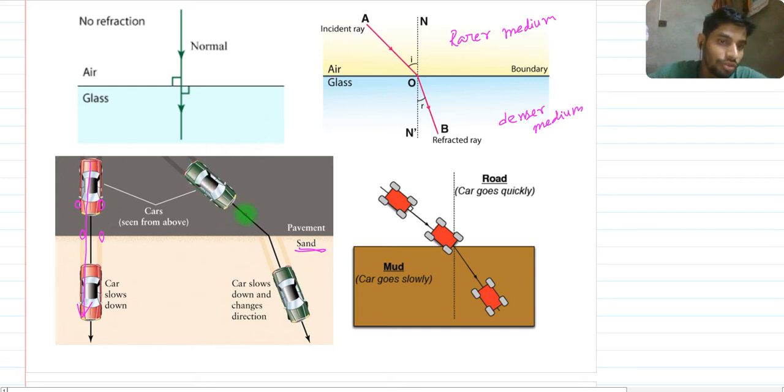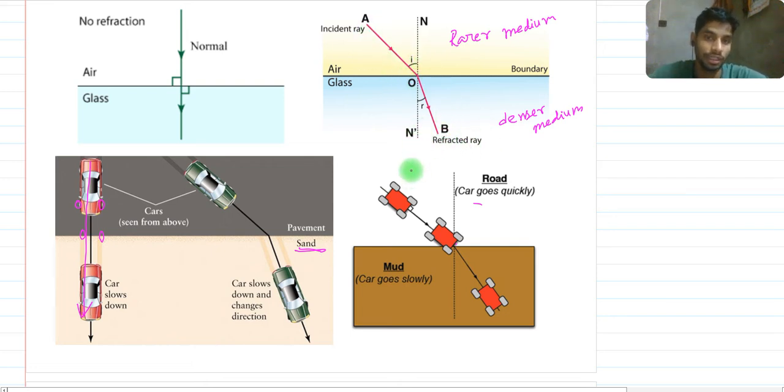But when the car moves obliquely, entering the sand medium from the smooth road obliquely, see this picture. The right wheel has entered the mud, but the left wheel is still in the smooth road. So this wheel will slow down, but this wheel has its speed intact. So it will bend like this. So the motion of the car will change like this.